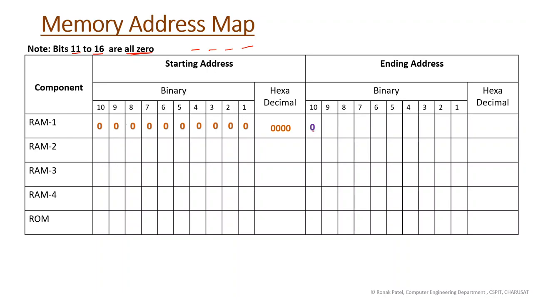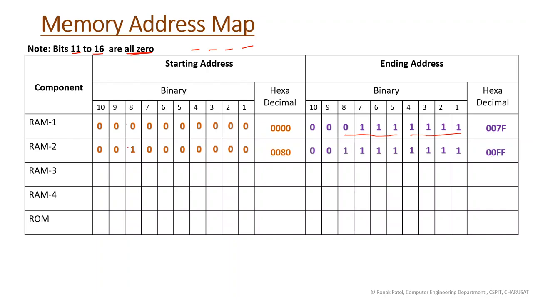Same way for the ending: 0, 9th and 8th bits 0, 0, and all 1s. Right? If I convert this into hexa, make groups of 4. This is the first group. Then the second group, and this will be all 0s, then 7F. So 007F is the ending address.